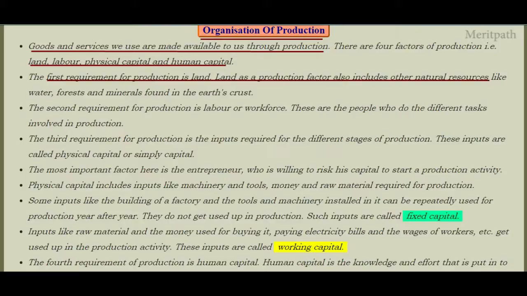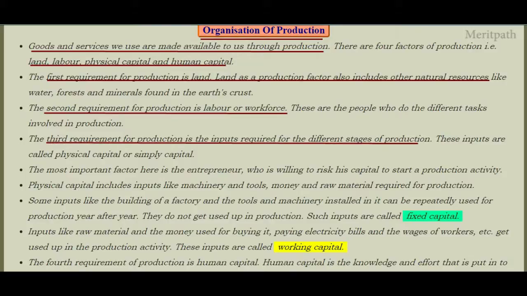Land is the first requirement of production. Land as a production factor also includes other natural resources such as water, forests, minerals found in Earth's crust. Second major requirement for production is labor or workforce. These are the people who do the different tasks which are involved in the production process. Third requirement of production is the inputs required for different stages of production, and these inputs are known as physical capital or just capital.